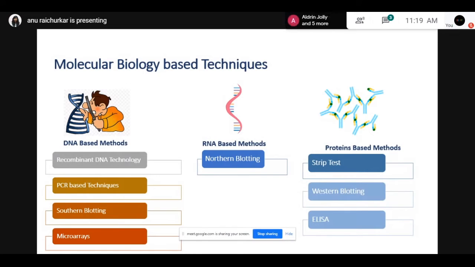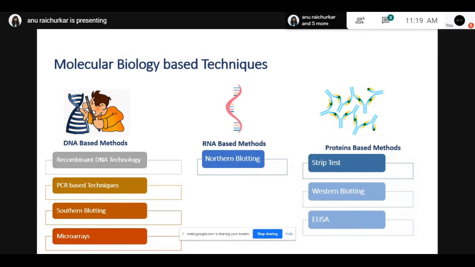So the basic concept of any protein-based method is the interaction between antigens and antibodies. These two molecules are complementary, and they form a complex called the antigen-antibody complex. So these three methods, that is the strip test-based method, Western blotting, and ELISA, all depend on the same basic principle, that is antigen-antibody interaction.